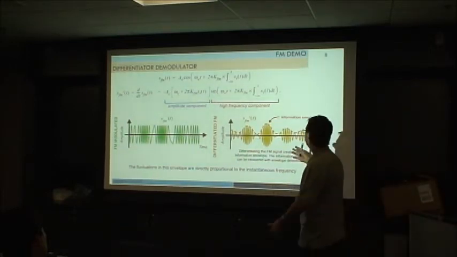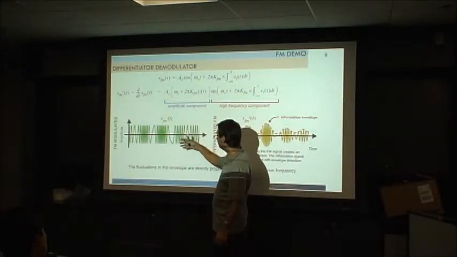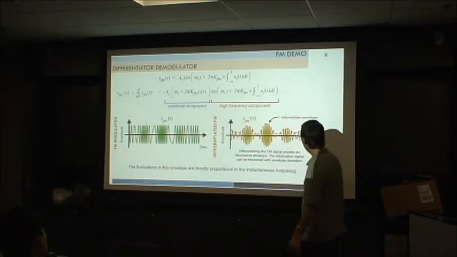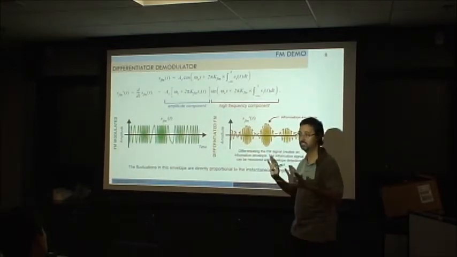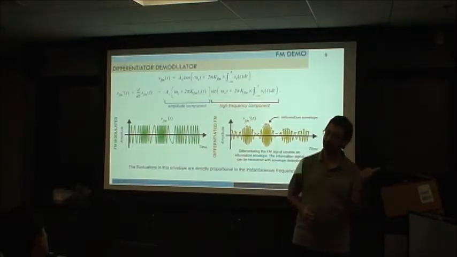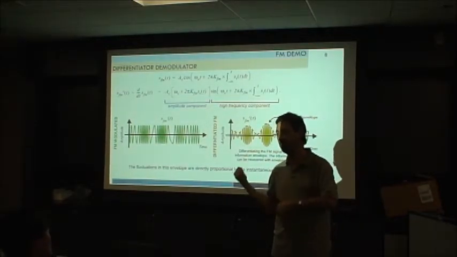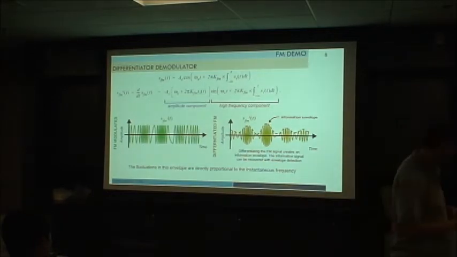Basically, this is what will happen. If you take the derivative of this, you will get something like this, and we know that with some envelope detector, we could detect that signal. You might say, okay, but the envelope detector was for AM. Yeah, but if you do that, you can recover the FM signal.